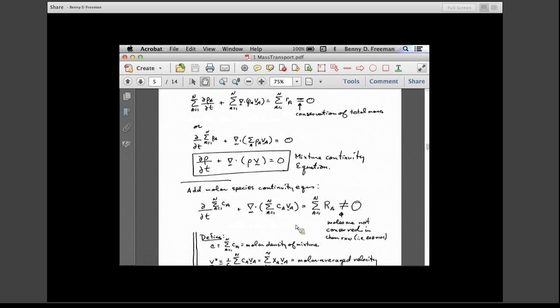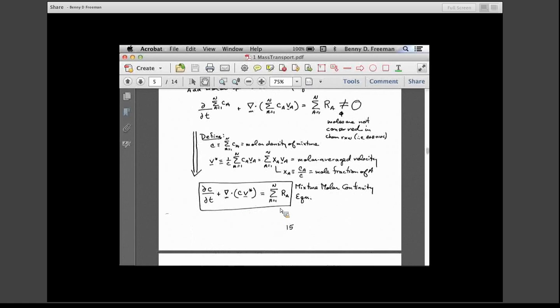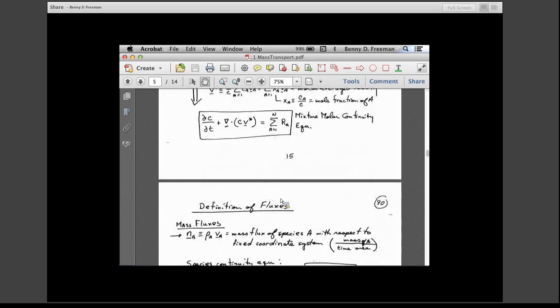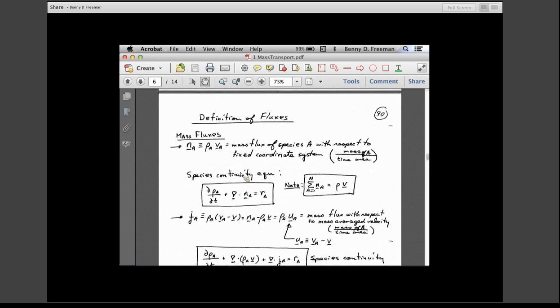We did the same thing with respect to molar concentrations to derive a molar average continuity equation. Very often in transport phenomena where gases are involved, or chemical reaction, we'll use molar concentration units. So it's helpful to have these equations in molar form. In other situations, it'll be more convenient to use mass fractions and mass concentrations, and so it's helpful to be able to go back and forth. That's a review of where we were last time.